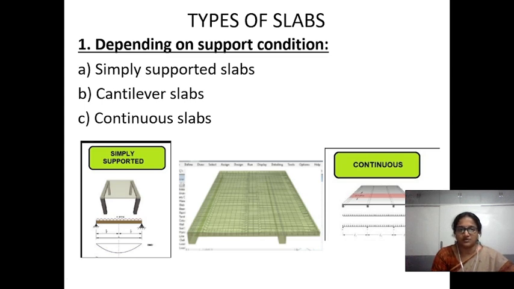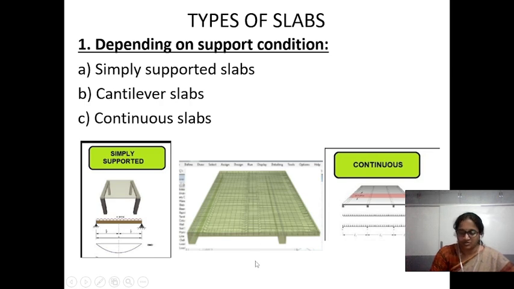Now coming to the types of slabs. Based on the support conditions, the slab is divided into three types. The first one is simply supported, where the supports are on both sides. Next is the cantilever slab, where the support is only at one end and the other end is free. The next one is the continuous slab, which has more than one span.